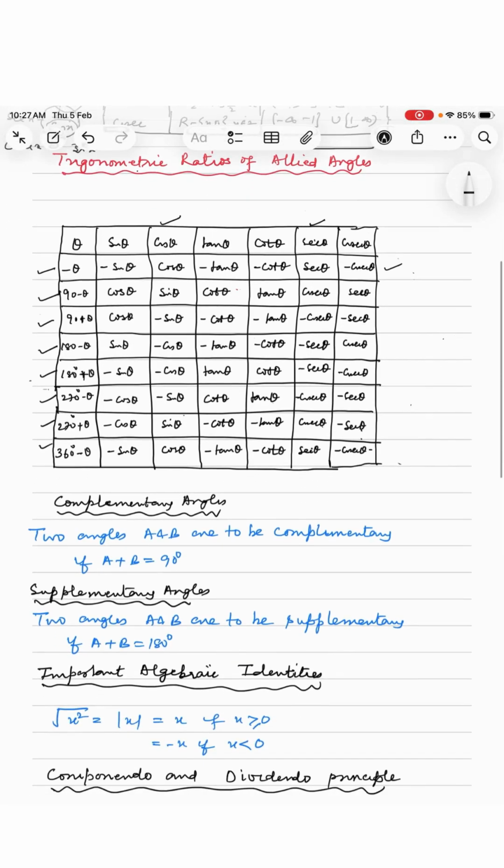Then after that, we are having complementary angles. Now we all know two angles A and B are said to be complementary if sum of the two angles is what? 90 degrees. And similarly, two angles are said to be supplementary if sum of two angles is 180 degrees.